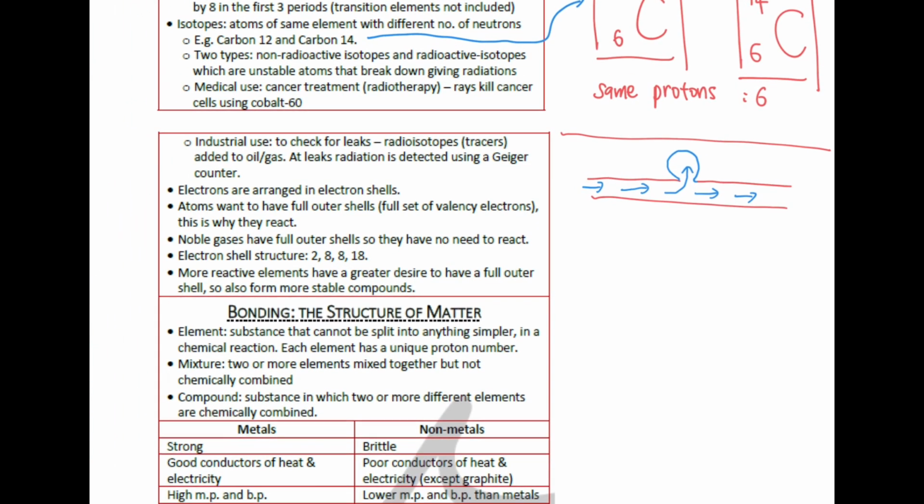Okay, then let's see the information here. They say we use radioisotopes, which are known as tracers. You add them to the oil or gas at the leak. So at this particular part where leaking happened, radiation is detected because we are using a Geiger counter. The Geiger counter will show readings. The reading at all this region will be just normal, but at this particular region it will be higher than usual.